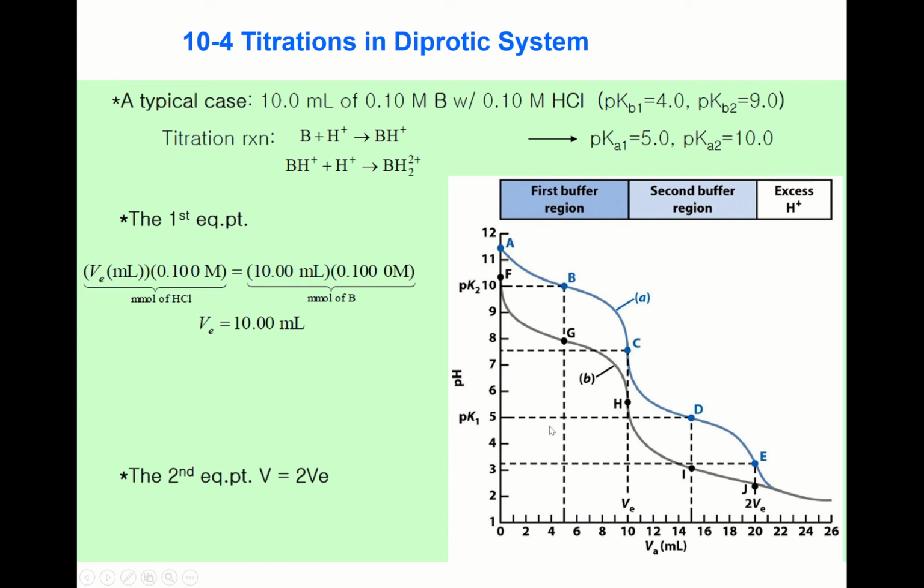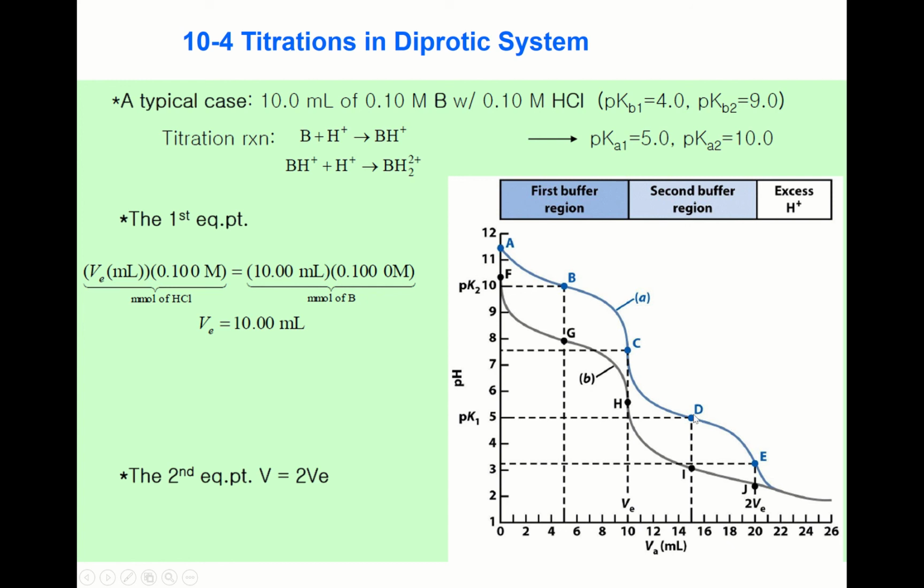Let's calculate the first equivalence point here. We only consider this first equation, and that is very easily calculated. 10 milliliters times 0.1 molar, divided by this HCl concentration, 0.1. So the answer is 10 milliliters. Right, so this is the first equivalence point.